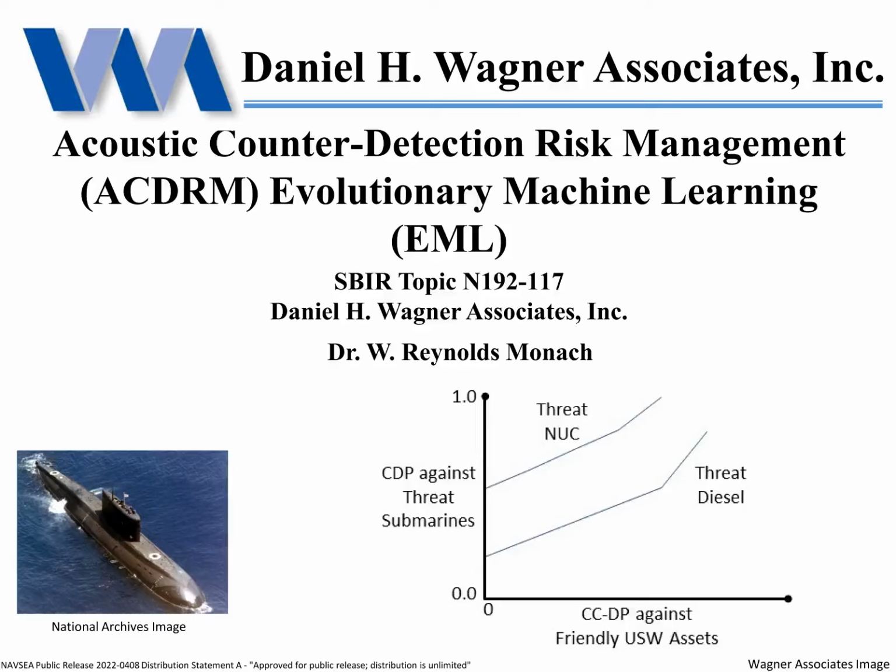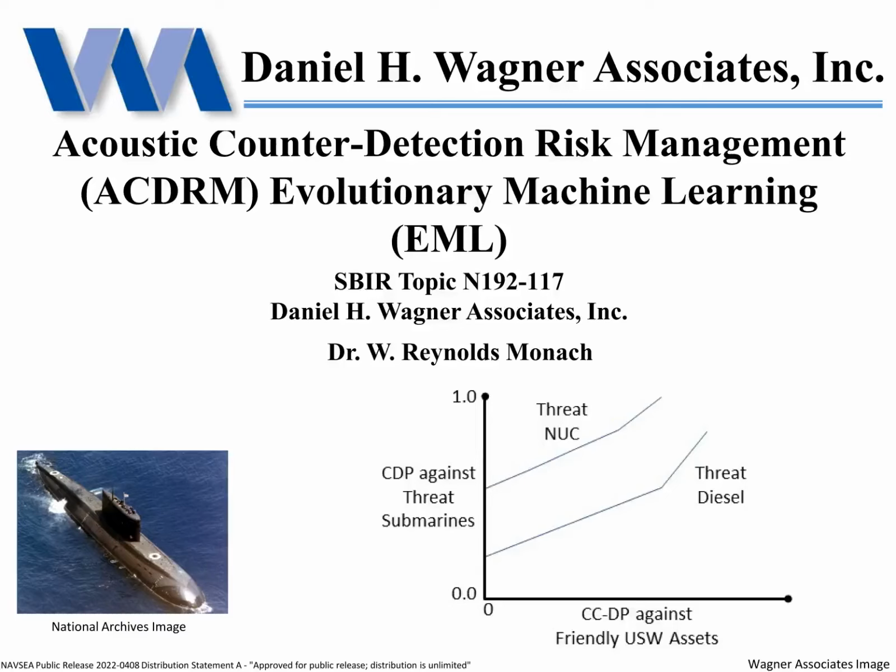You can see two of these curves in the graph on the slide, where you're looking at the cumulative detection probability, CDP, against threat submarines versus the cumulative counter-detection probability against friendly USW assets. And you can see that as you increase the CDP of a particular search mission, then you tend to increase your probability of being counter-detected as well. And the object of ACDRM is to present to the operator, planner, commander the options that they have available in terms of their plan. In particular, you're looking for inflection points that show particularly good operating areas.